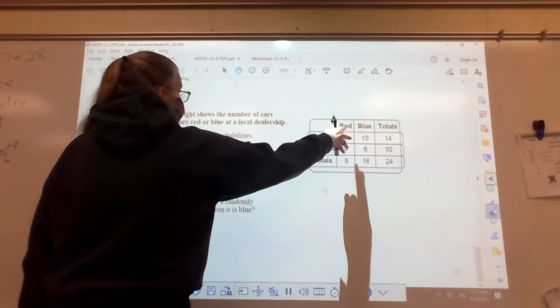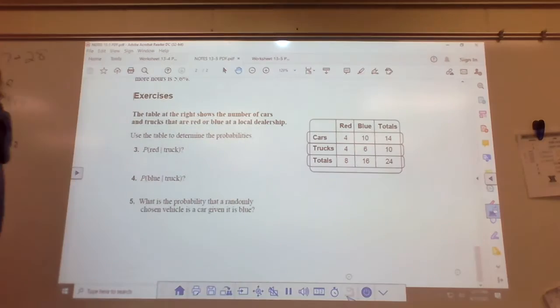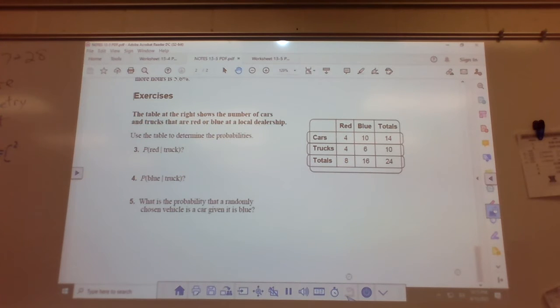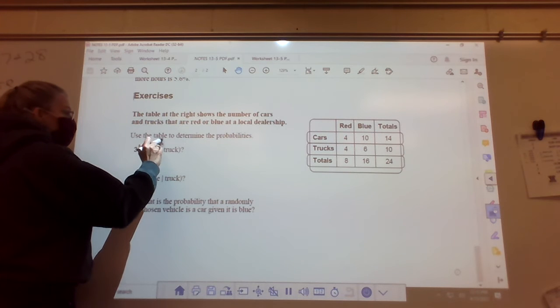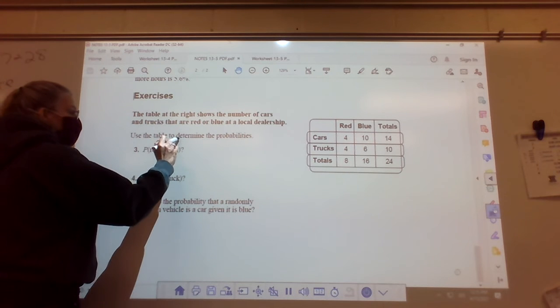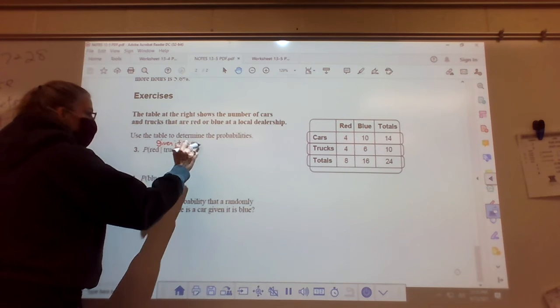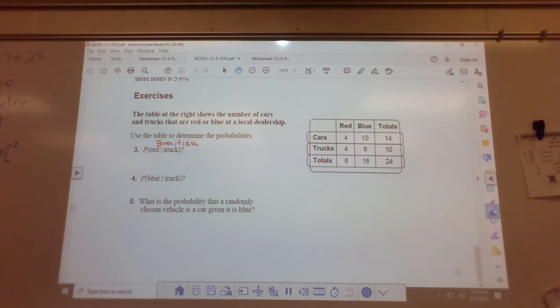So I've got cars and trucks and their colors. That's my two-way frequency chart. Number 3 says, what's the probability of red given it is a truck? And they're not going to write out necessarily "given it is a truck." They might put the line, they might word it different ways, but it's out of the truck group.